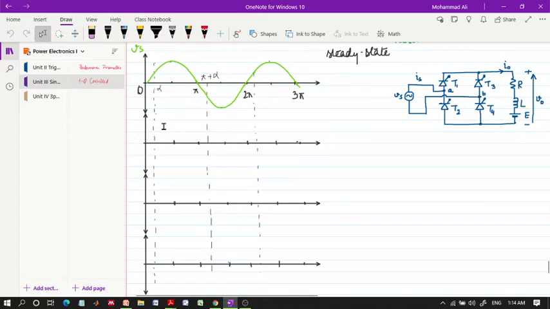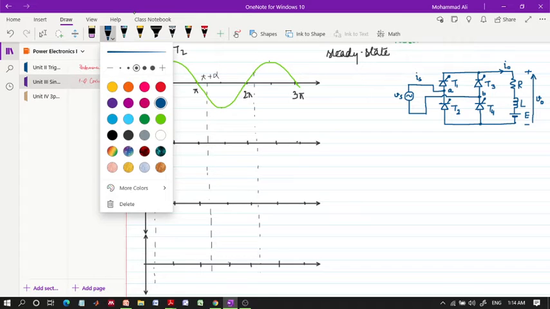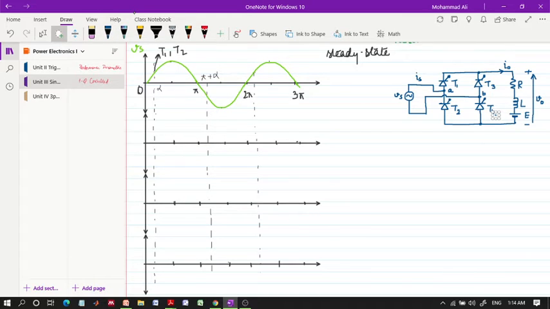Now, anyhow, if I trigger at this point, I trigger T1 and T2. That means I'm turning on T1 and T2. Oh, pardon me, this is written in a wrong way. I should correct it. Sorry for this mishap. No problem. This should be T2, and this should be T4.